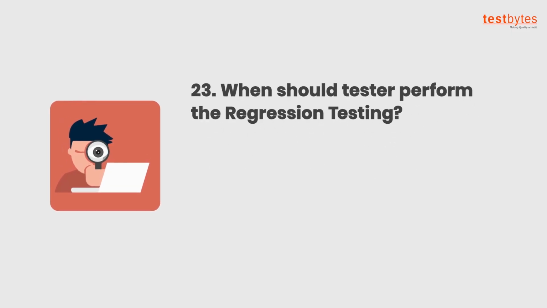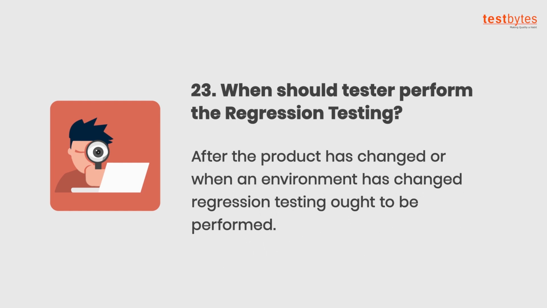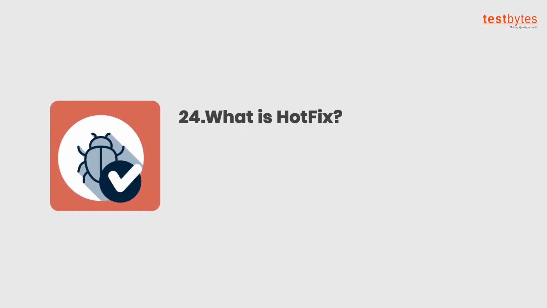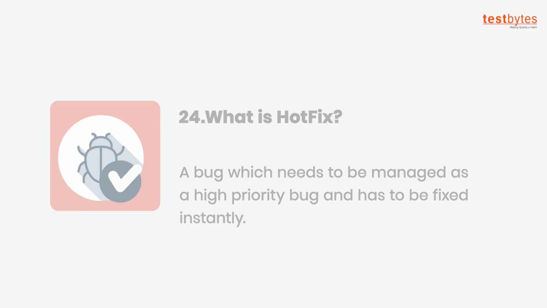Number 23. When should a tester perform the regression testing? After the product has changed or when an environment has changed, regression testing ought to be performed. Number 24. What is hotfix? A bug which needs to be managed as a high-priority bug and fixed instantly.